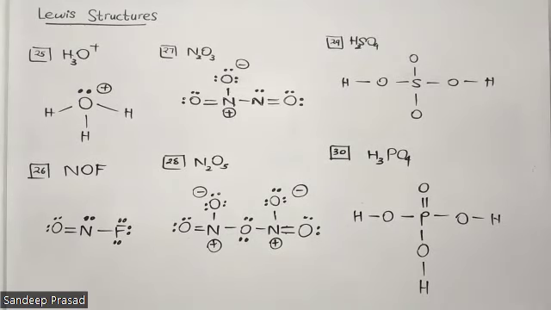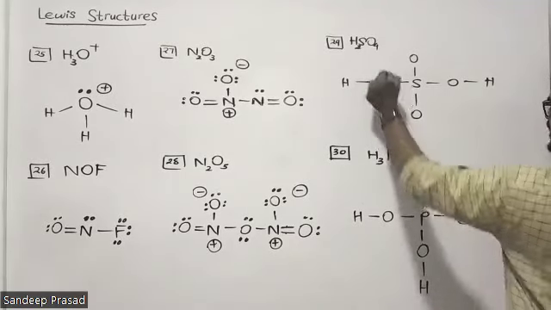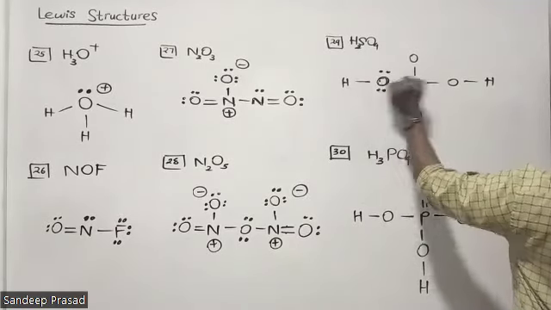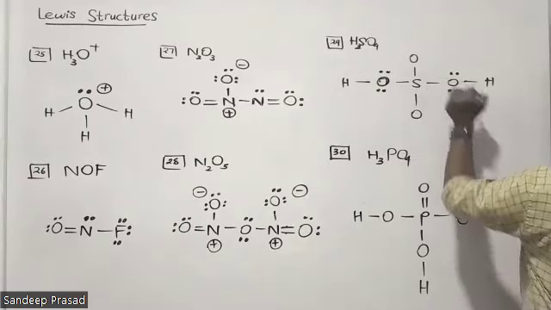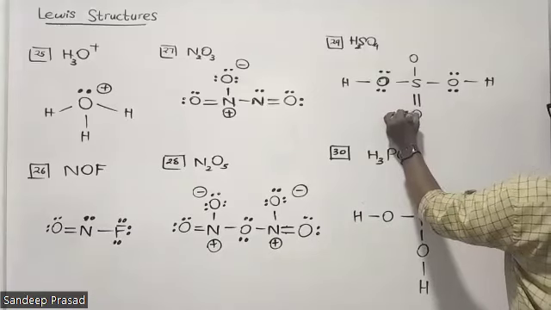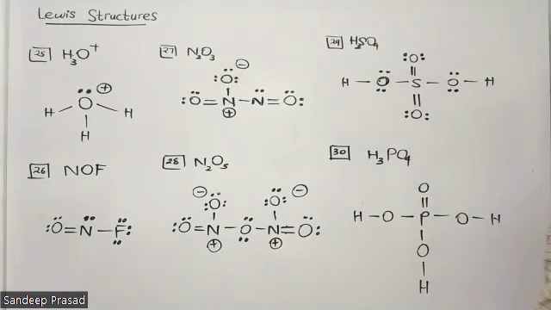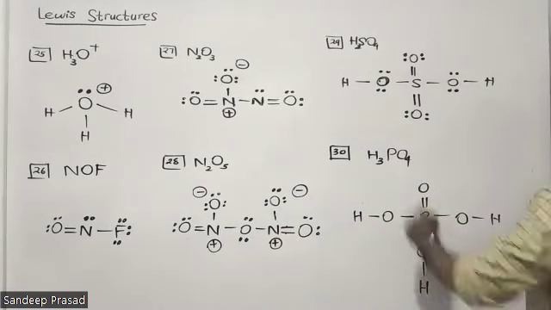How to draw the Lewis structure for this one? Oxygen, hydrogen, single bond. And we can put two lone pairs in this way. And in order to neutralize oxygen, we can put double bond and two lone pairs here. Right? Then everything is neutral.